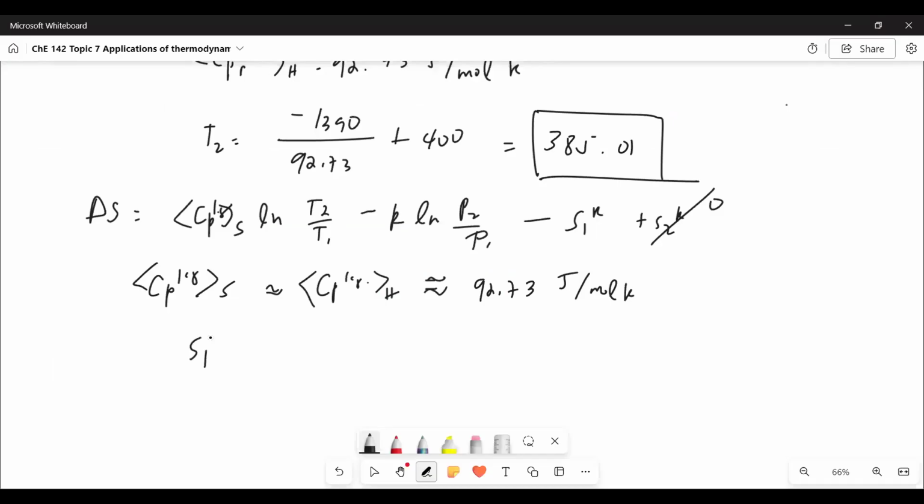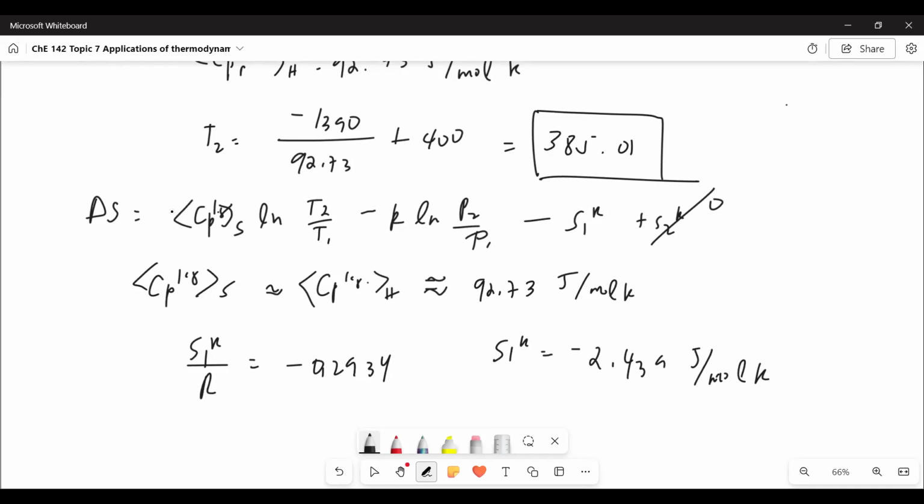So S1, there's a small difference with the book. So let's use the values from the book, but it's negligible, 0.2934. And then S1R is therefore negative 2.439 joules per mole Kelvin.